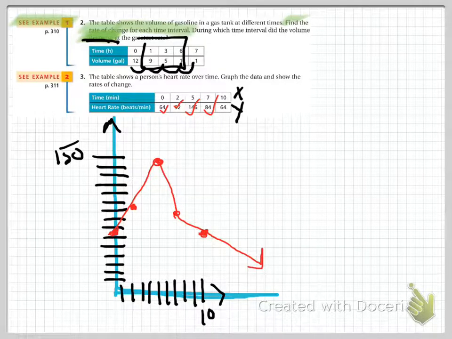Okay, so we have various different slopes. We were going up, and then we came down really fast, and then we started going down kind of slow. That's how you work that one. Alright, let's try the next example.